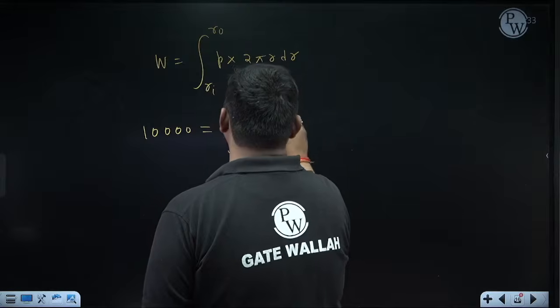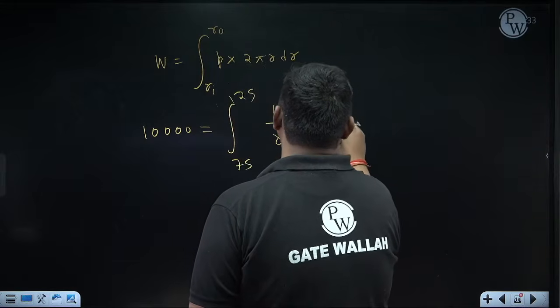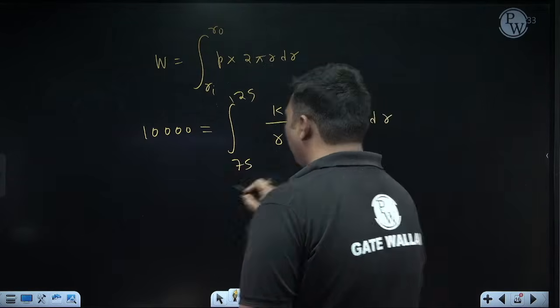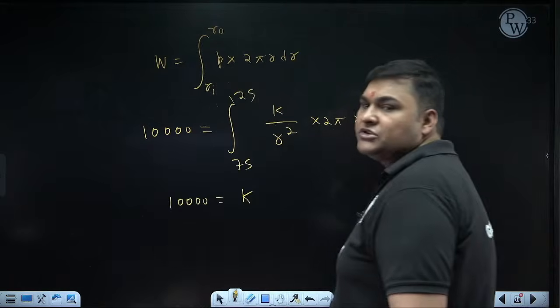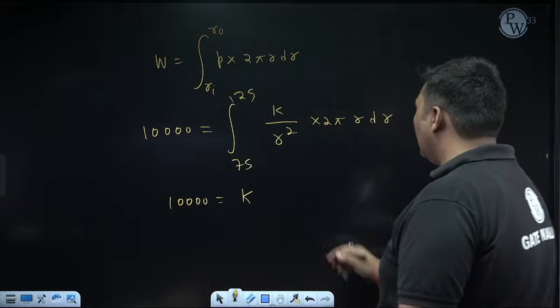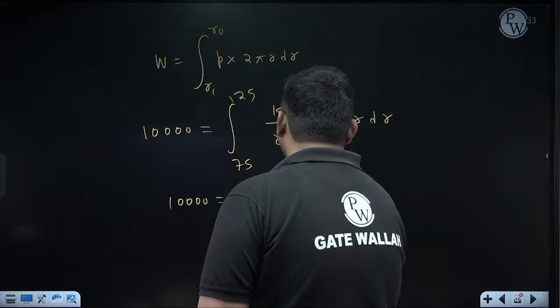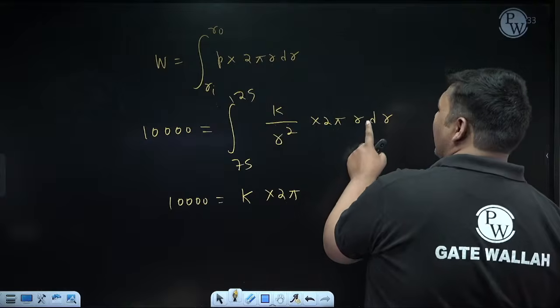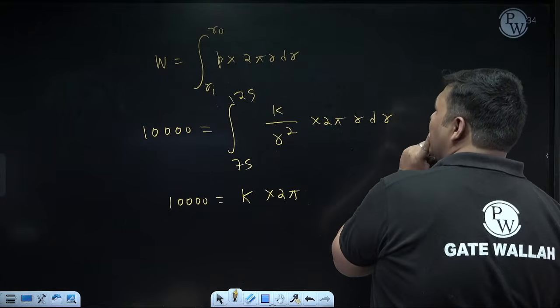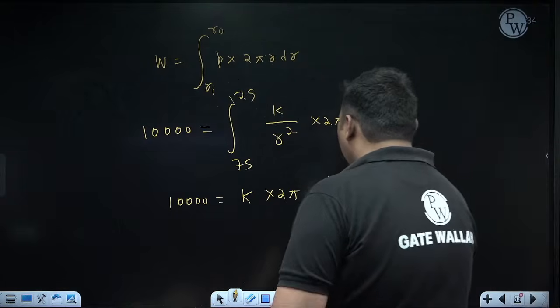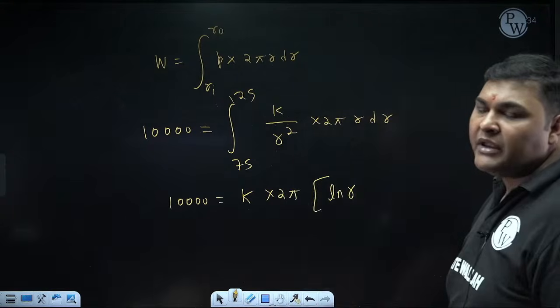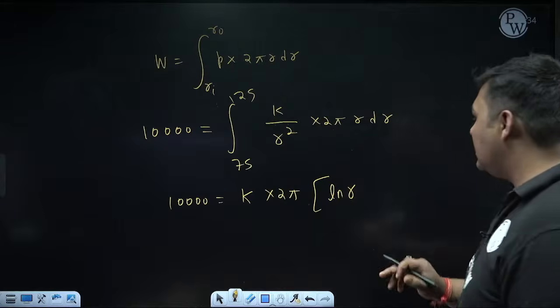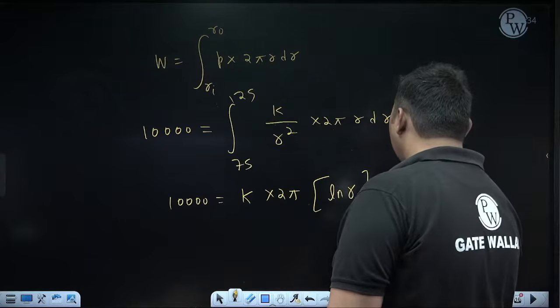The pressure equation is K upon R square into 2 pi R dr. Calculation is your part. 10,000 is equal to K. K is constant, so we can bring it outside the integration. 2 pi is also constant. So here R upon R square means 1 by R will remain. So 1 by R into dr, that is dr by R. And integration of dr by R is log R. It is log of base e. In your scientific calculator, ln is log of base e. Limit is 75 to 125.